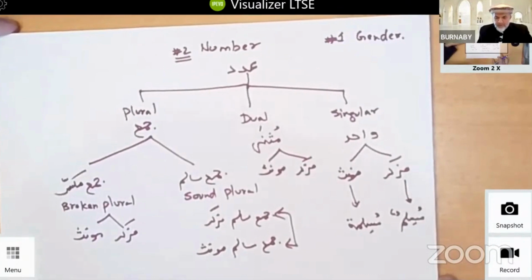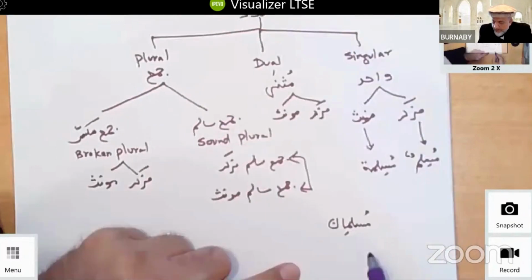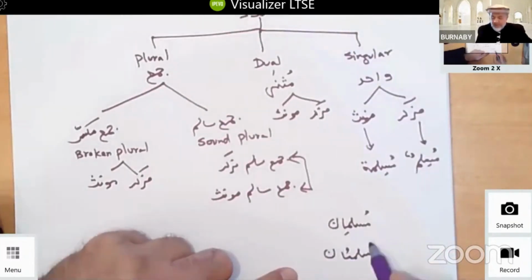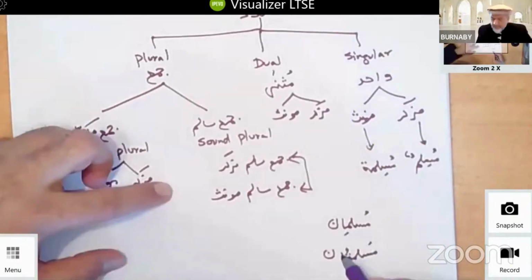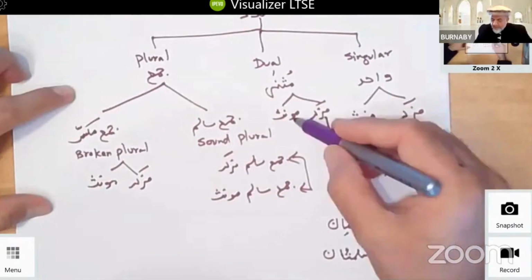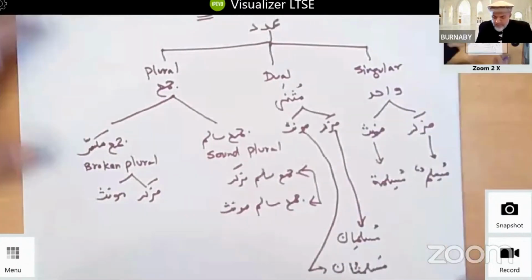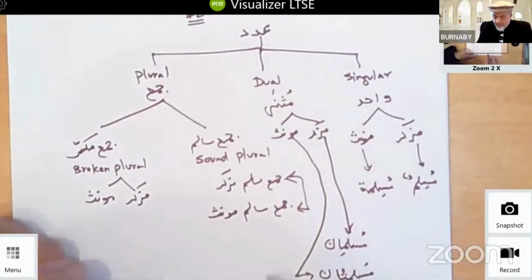Now for Muthanna, we have Muslimani, and Muslimatani. Muslimatani, right? That is the Mudakkar, and here is the Muannas. Agree? Good.